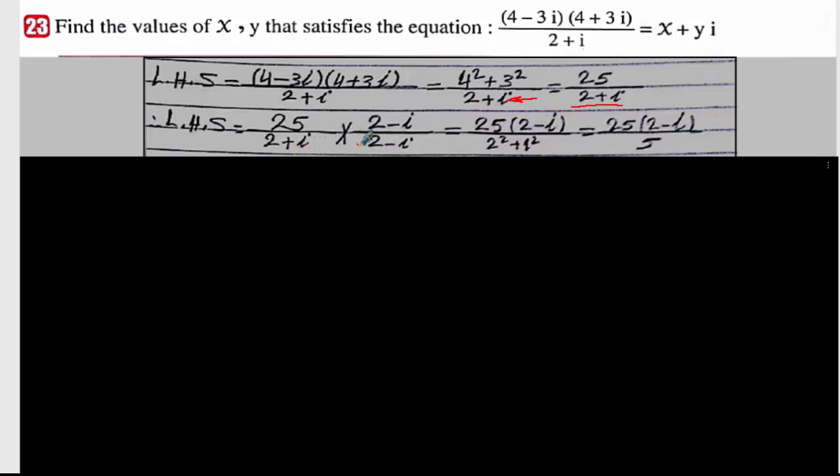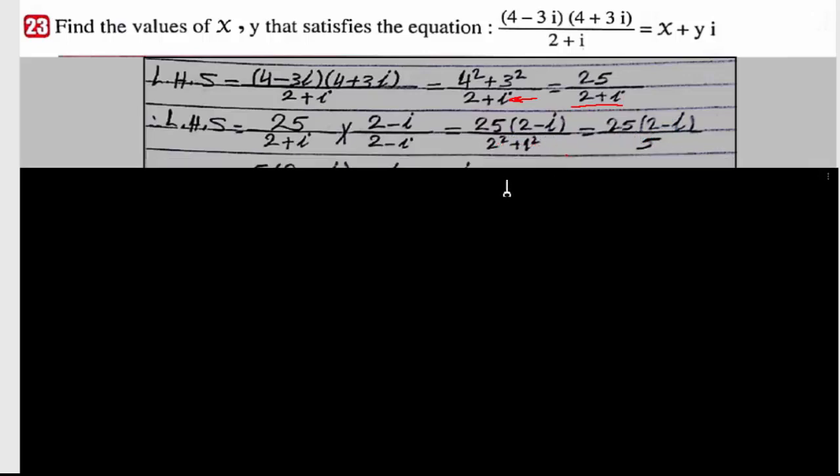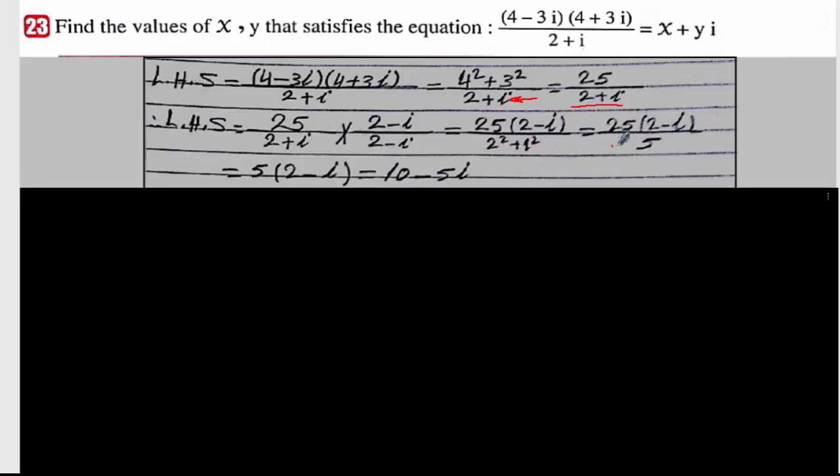2 plus i by its conjugate 2 minus i equals the real part squared plus the imaginary part squared. So it is equal to 25 multiply 2 minus i over 5, since 2 squared plus 1 equals 5. 25 divided by 5 equals 5.